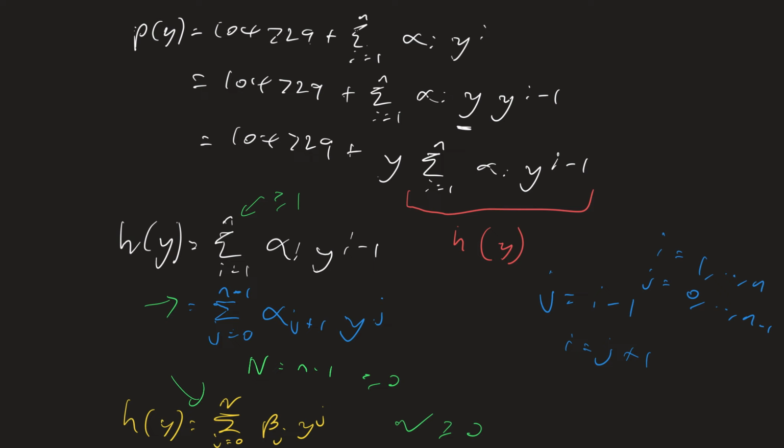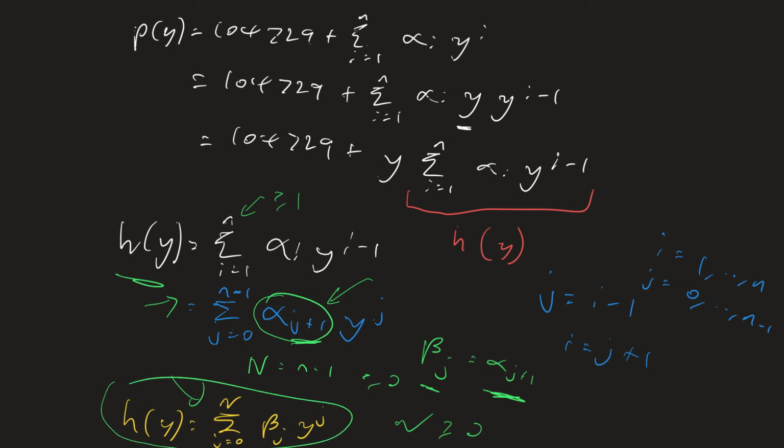And then over here, just because I've shifted the index, these are all just coefficients. And so I can simply define b of j to be alpha j plus 1. And if this is an integer, then this is an integer. And so we see that h of y is indeed of this form here, and so therefore h of y is an arbitrary polynomial. And if p of y has integer coefficients, then h has got integer coefficients.